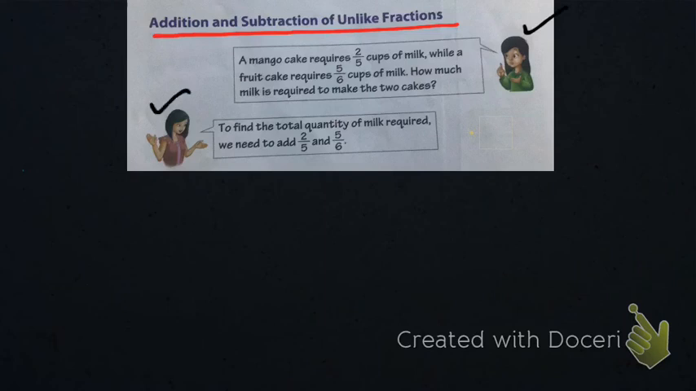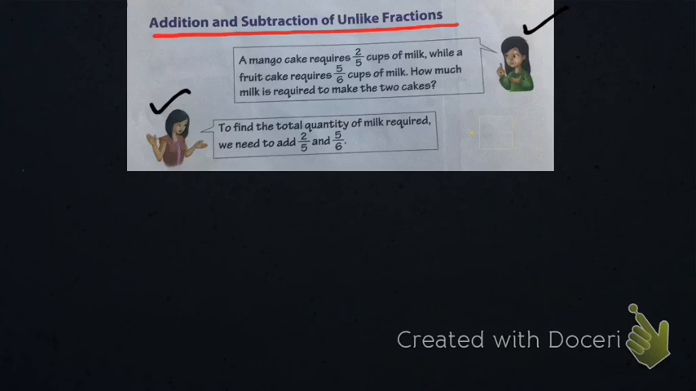Okay, so Ramya says a mango cake requires 2 upon 5 cups of milk. Okay, this much cup of milk is required to make a mango cake, while a fruit cake requires 5 upon 6 cup of milk. Okay, so they are making two cakes. One is a mango cake and the second is a fruit cake. So how much milk is required to make the two cakes? So she is thinking how much milk is required in total to make these two cakes.